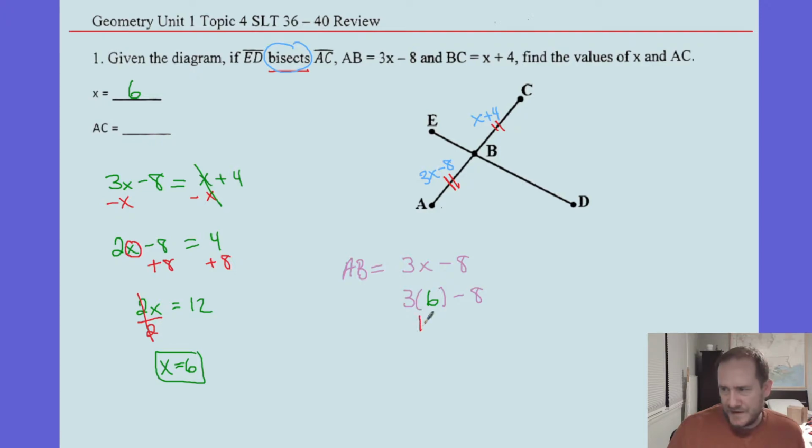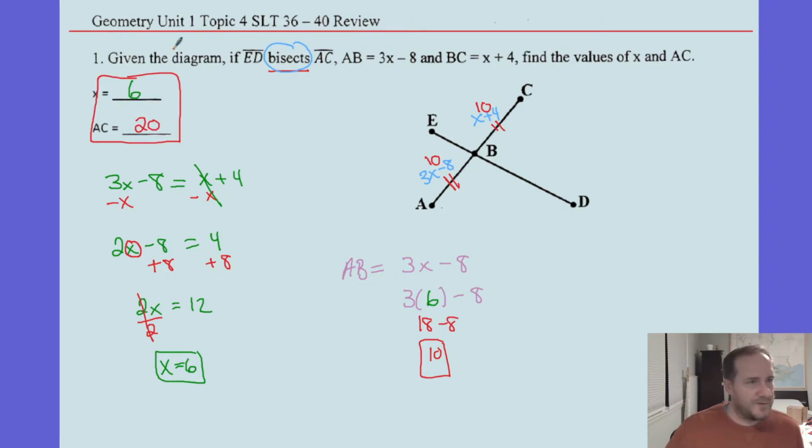3 times 6 will be 18. And from that we want to take away 8. So that tells me it's 10. But remember, we weren't really after AB. We wanted the total length from A to C. But if this piece is 10, don't forget we already knew that the two pieces were the same. So this piece has to also be 10. And that means the total length is 10 plus 10, which is 20. And now we're done. We have both of those values.